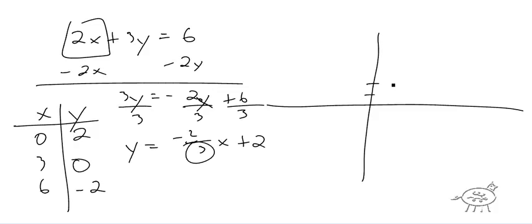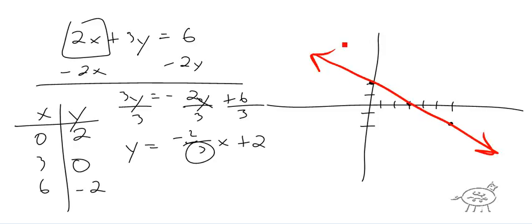Okay, so 0, 2, 3, 0, and 4, 5, 6, negative 2. And there's your graph. Okay, it's not bad. All right, just again, this is more practice. 5x minus 3y equals 12. Okay? So let's just practice solving for y, because that's actually kind of a tough thing sometimes for people.